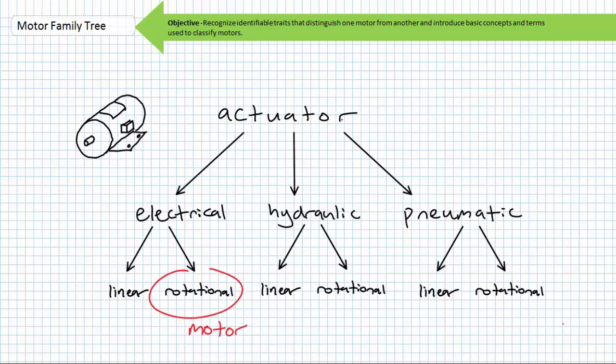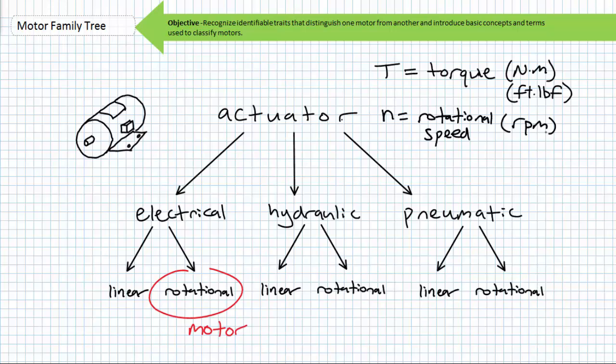The job of the motor is to convert electrical input into rotational mechanical output. This mechanical output, as we'll learn in later lectures, is characterized by two measurable quantities: a twisting force known as torque, measured in units of Newton meters or foot-pounds force, and rotational speed, typically measured in units of revolutions per minute. Externally, just like all bears are furry quadrupeds, most motors kind of look the same.